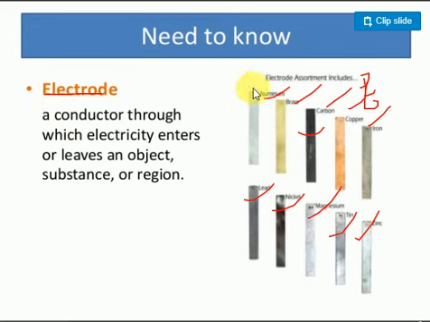The electrode doesn't have any charge by itself; it depends on the connection with the battery. Suppose the battery has a positive terminal here and a negative terminal here. The positive one is the anode and the negative one is the cathode. I'm saying electrolytic cell. In an electrochemical cell, it is the opposite: the anode has a negative charge and the cathode has a positive charge.